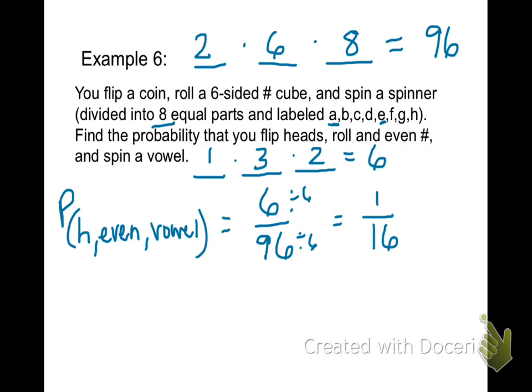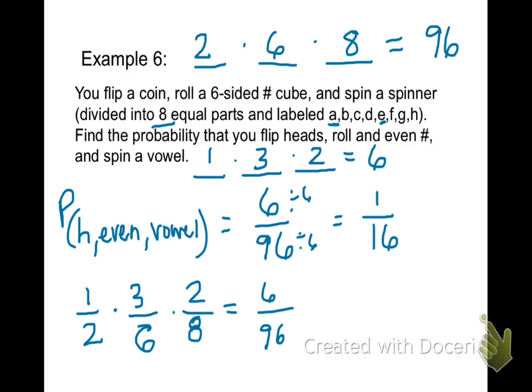Okay, and then I also showed you that when you're doing compound probabilities, you can look at each scenario and look at the probability of getting heads. Well, that's 1 out of 2, times the probability of getting an even number, which is half again, or 3 out of 6. And then getting a vowel is 2 out of 8. Again, if you reduce these down, you won't have to simplify in the end, but we can get the same thing, which simplifies again to 1 out of 16.